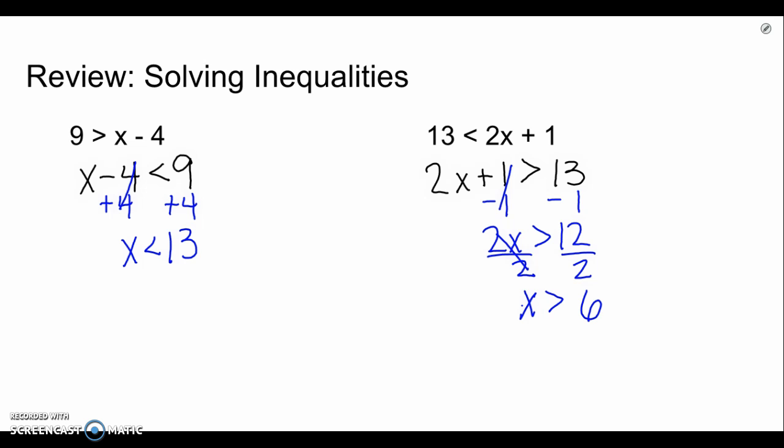For the second one, we rewrite our inequality as 2x plus 1 is greater than 13. Again, it's open towards the same side that it began with. So we solve our two-step inequality, and x is greater than 6.